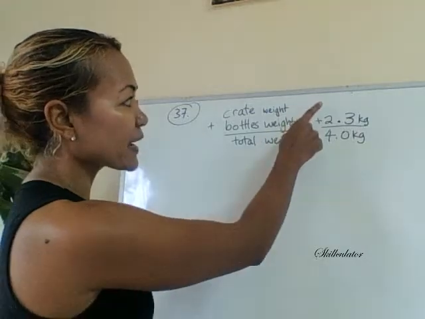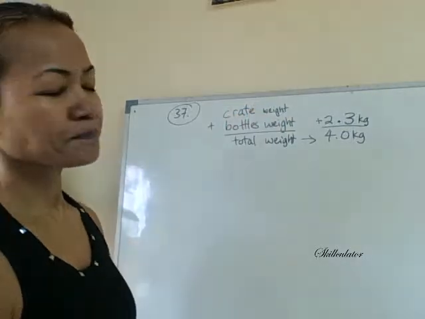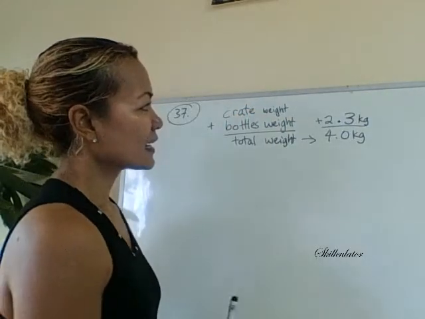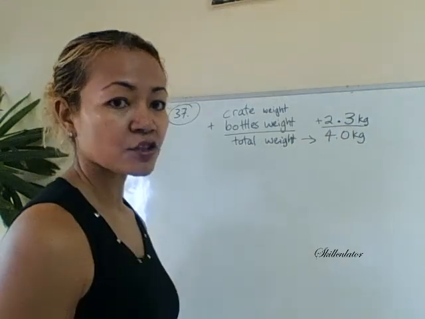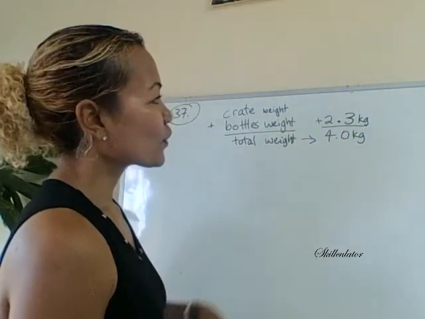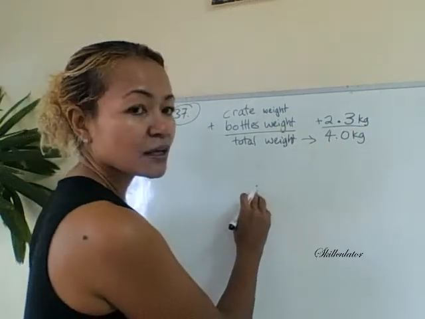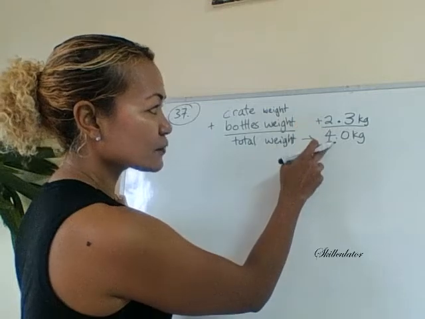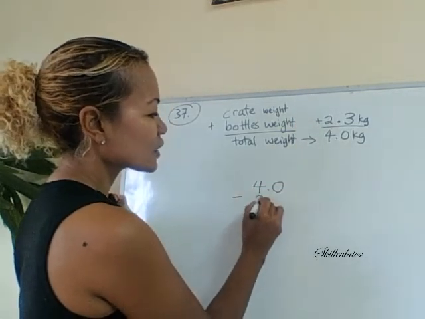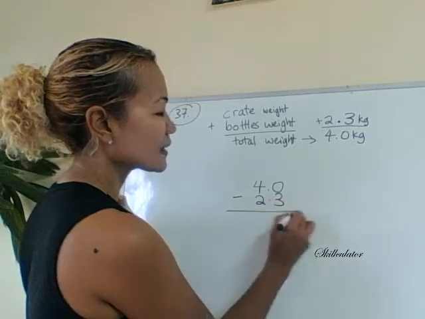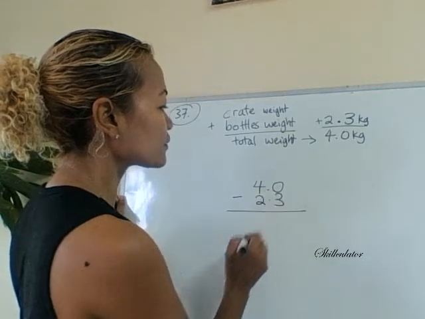Because you know the crate weight plus bottle weight is 4 kg. Now, how do you get a number if you already know the total? What you need to do is you subtract the other addend from the total. So 4.0 minus 2.3 is equal to what? So you're doing subtraction of decimals.